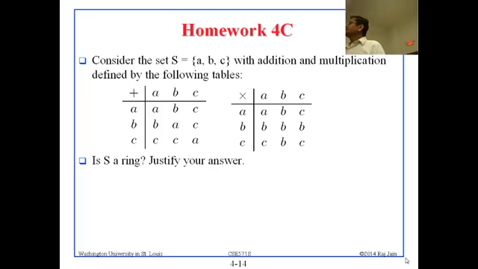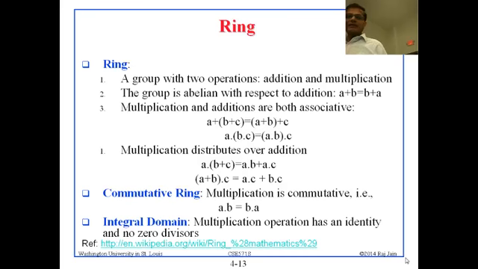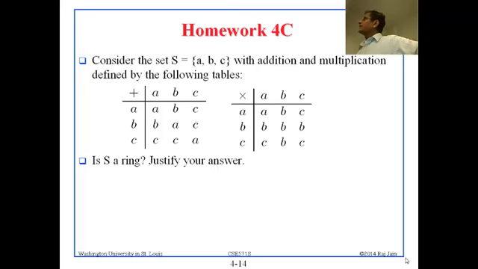So now we have this set with two operations, and the question is, is this a ring? So what we have to do is verify that these four properties are satisfied. Well, the first is not really a property. Addition and multiplication are already defined. So we see whether it is abelian with respect to addition. So we just verify A plus A is this. The opposite is true as well. A plus B is B. B plus A is B. A plus C is C, and C plus A is C. So you just do all combinations and see how this is satisfied.